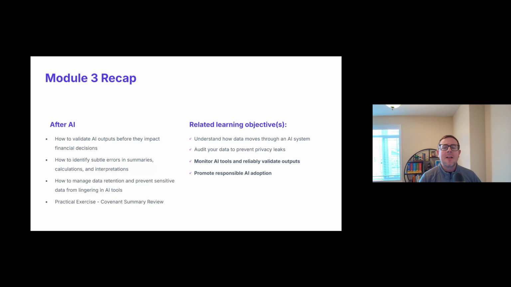And these weren't necessarily obvious errors. Some of them were more subtle, and that's exactly what makes them risky. We also covered data retention and how information can persist beyond the initial interaction, which is a critical but often overlooked risk. This module ties directly to validating AI outputs and promoting responsible adoption, ensuring that teams that use AI use it confidently, but with the right controls in place.